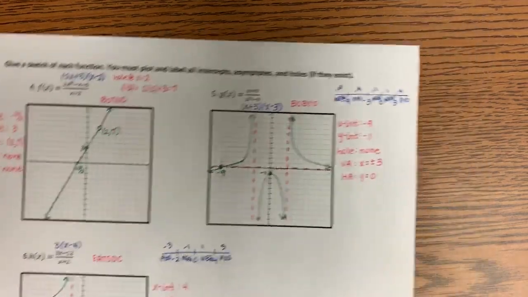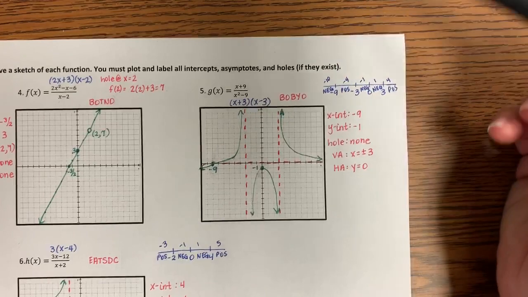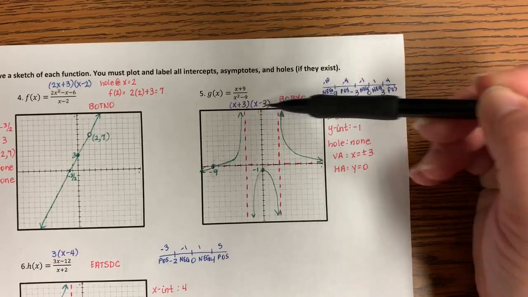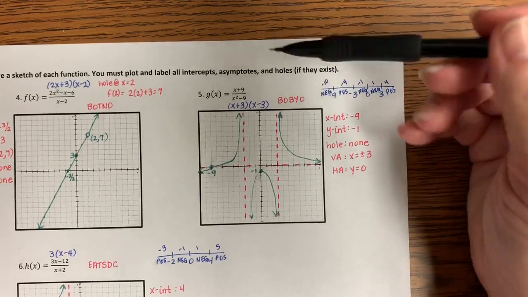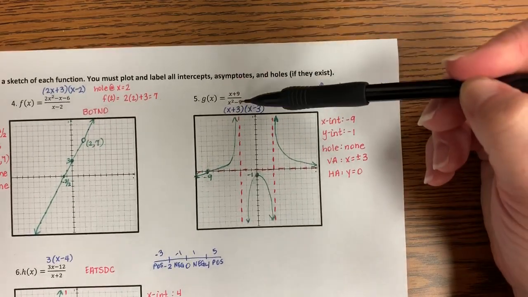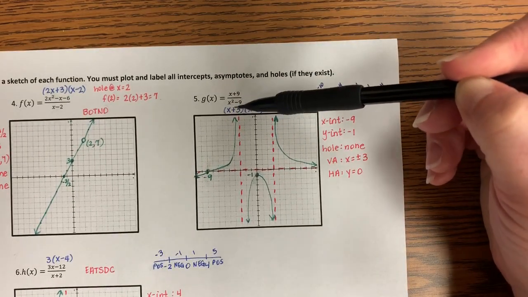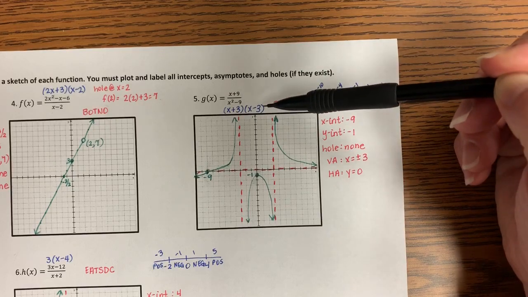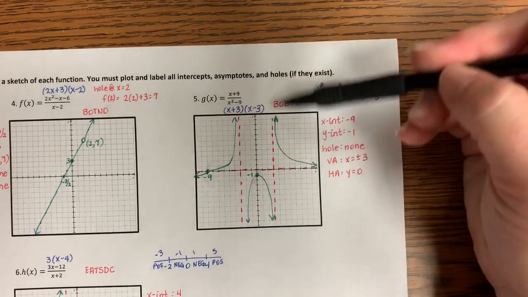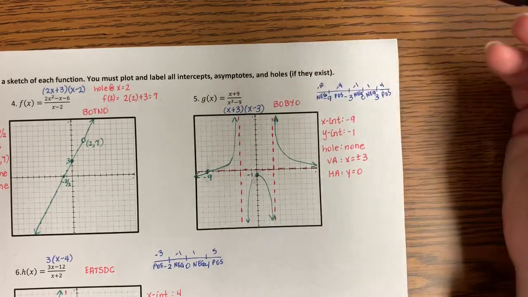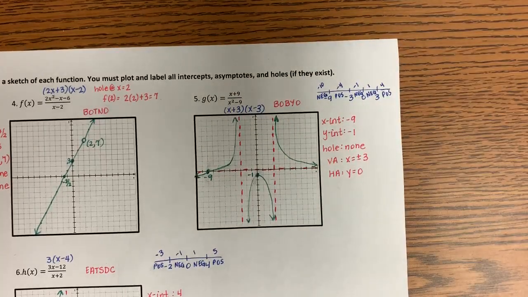Okay, number 5. Let's see, where did I start here? I started by just factoring. I like everything factored out, and that just right away lets me see if I have any holes or anything like that. And so I factored, this is the difference of perfect squares, so it factors to (x plus 3)(x minus 3). Nothing can factor on the top, it's good to go. So I don't have any holes. I can see that right away because none of my factors match.